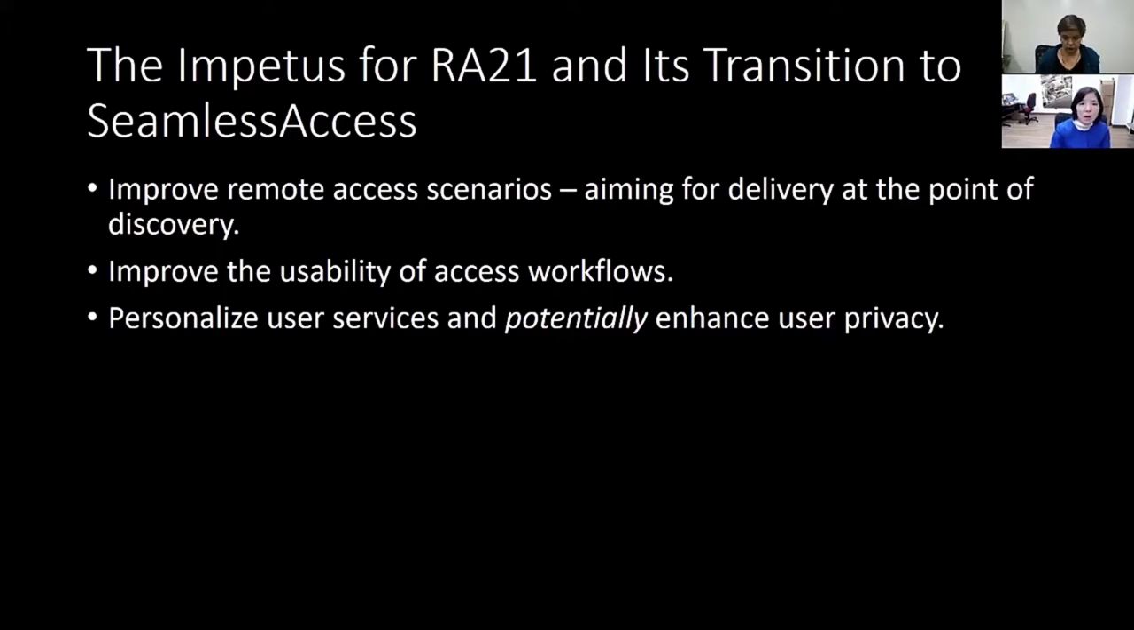With traditional IP-based authentication, we really force our researchers and users to come to the library website or circle back to find the proxy prefix on the URL to try to access. But now the goal is aiming for delivery at the point of discovery, no matter where they come from, even Google. They should be able to gain access to the resource right away.